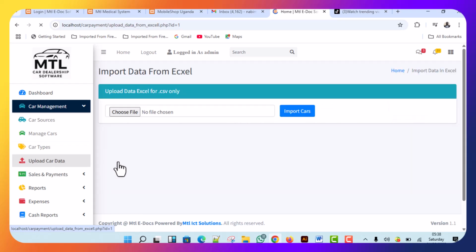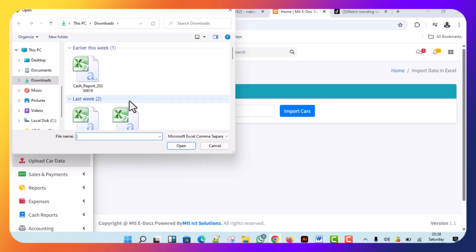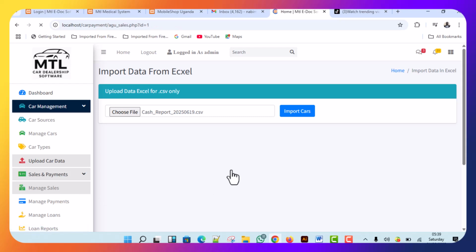Then upload data. In case you have your data in Excel, you can always import from Excel. Just have your Excel created, import and submit. Data will be submitted. You don't need to enter each car. As long as there are thousands, they can be inserted automatically from Excel. So that is car management. Then we go to sales, manage sales.